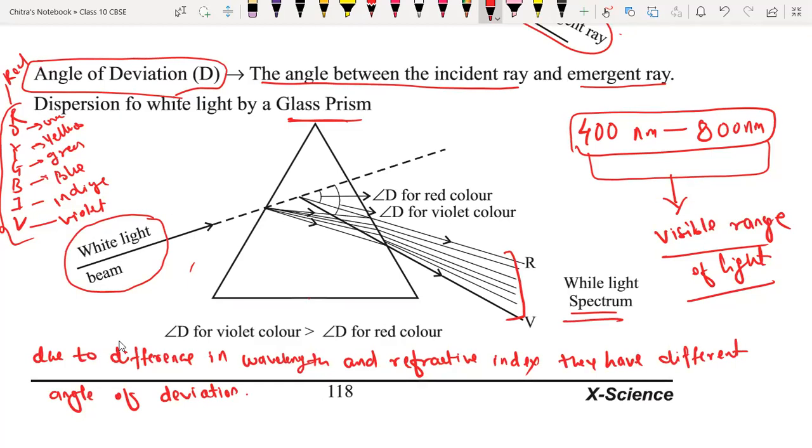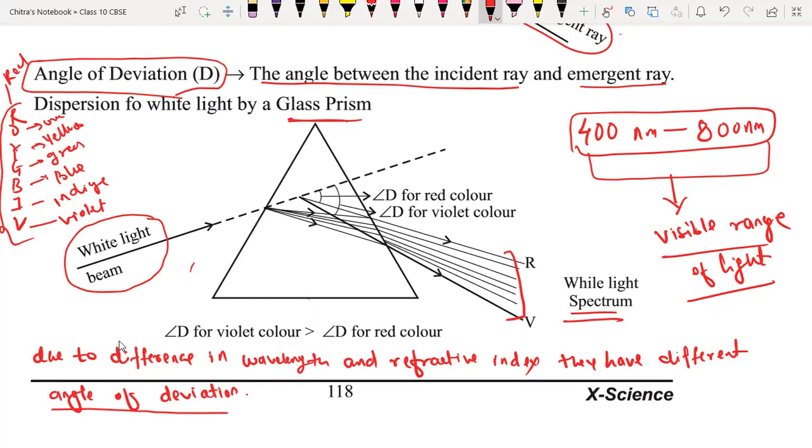So what causes the dispersion? The difference in refractive indexes. Yes, but we would say the difference in angle of deviation. And the angle of deviation is different due to the refractive index and their wavelength.